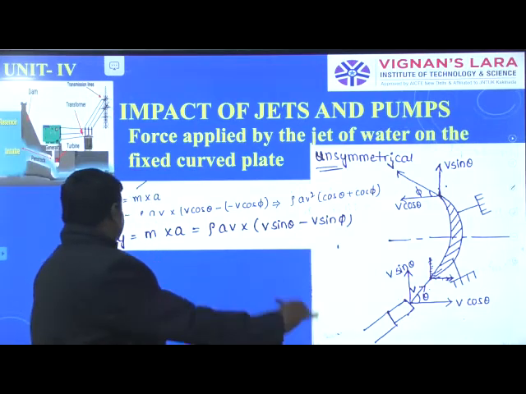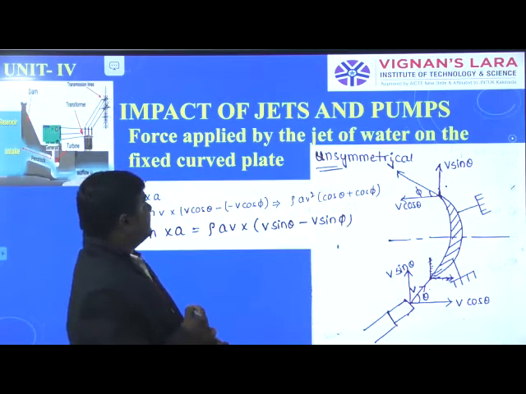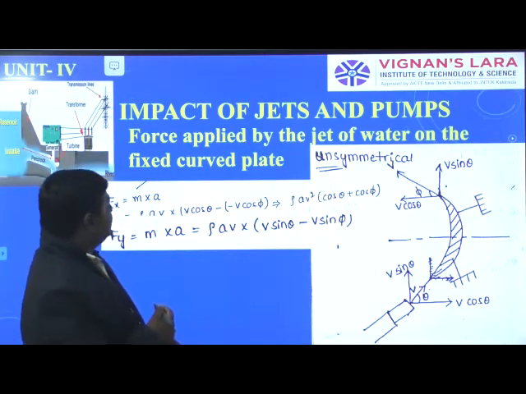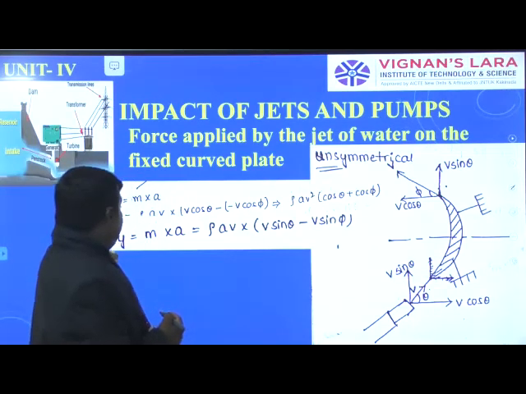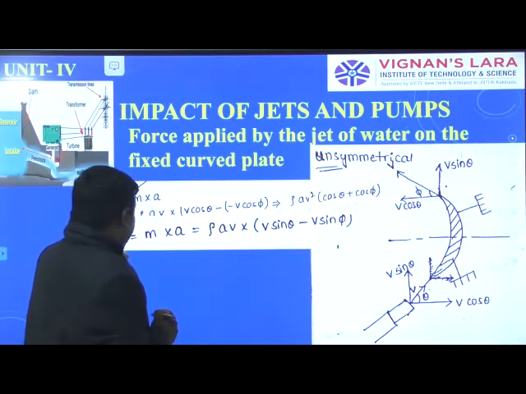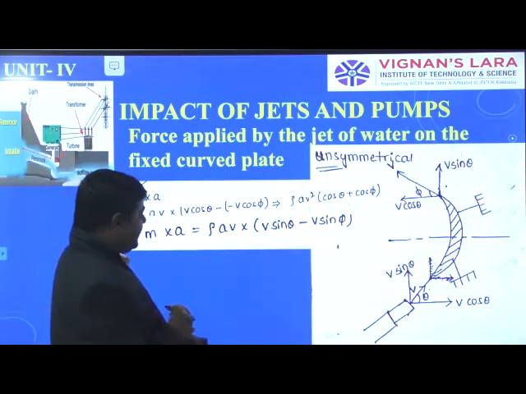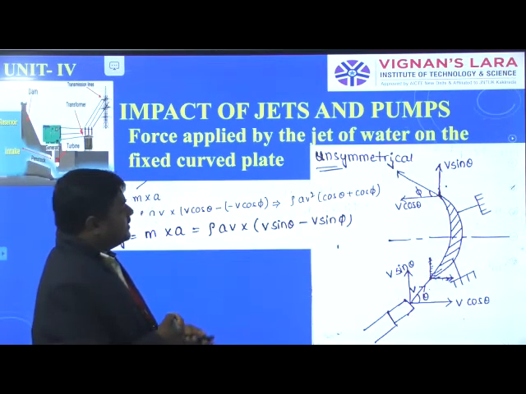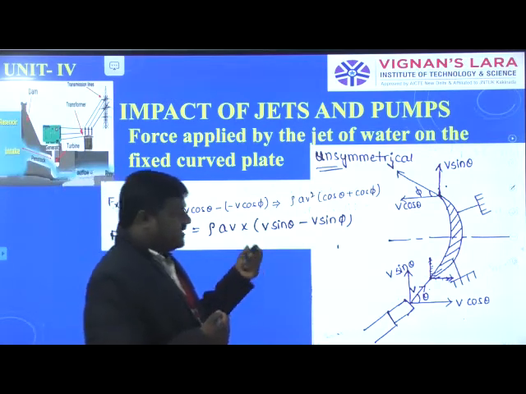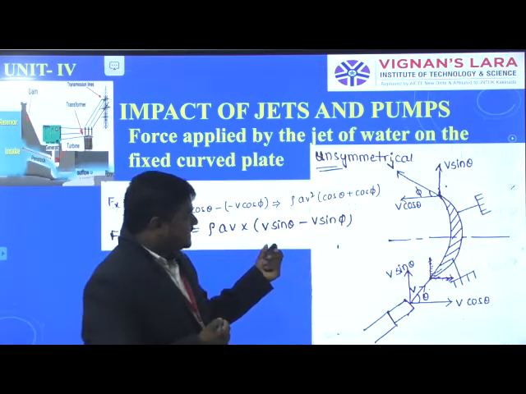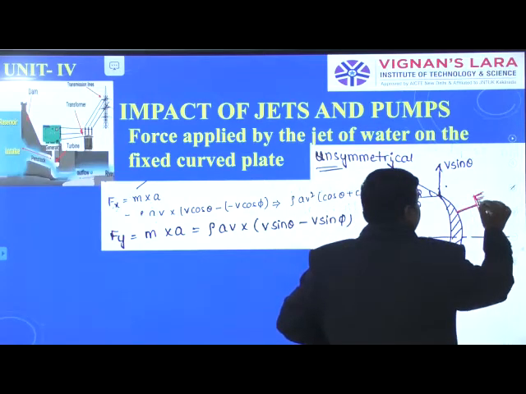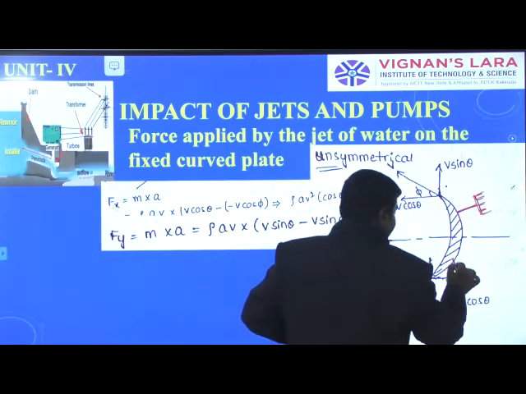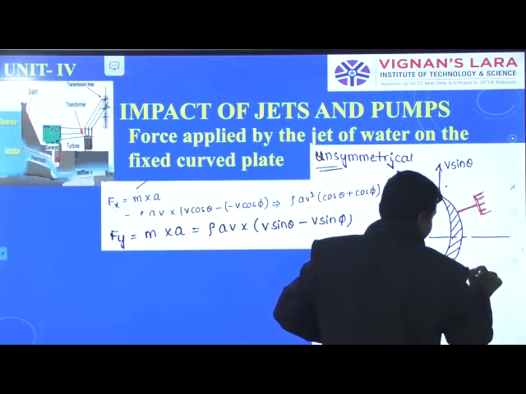And here is the force applied by the jet of water on the fixed curved plate. This is also already explained in the previous slide, so I will explain again. This is the fixed curve. This is one end of the fixed plate.